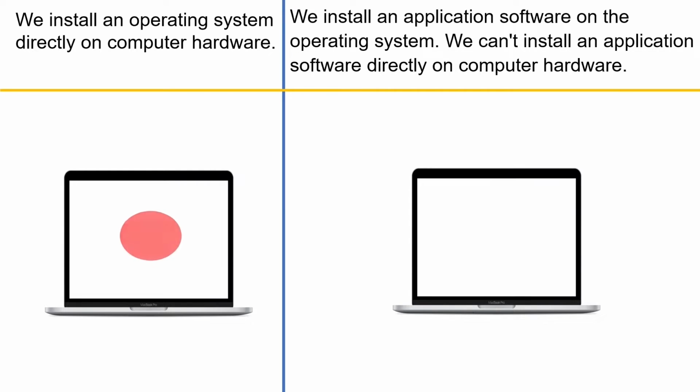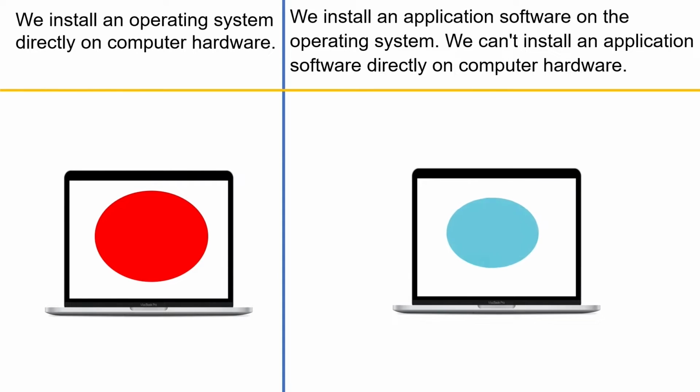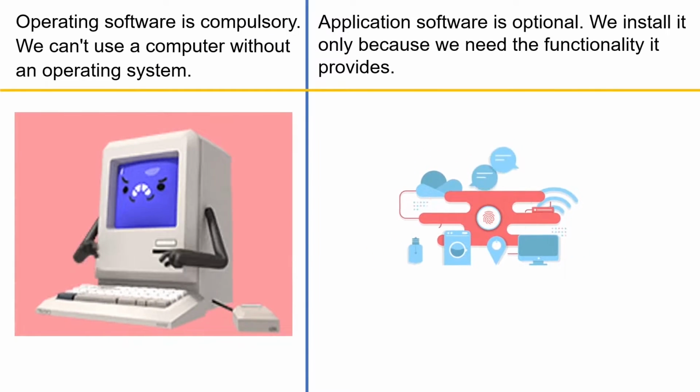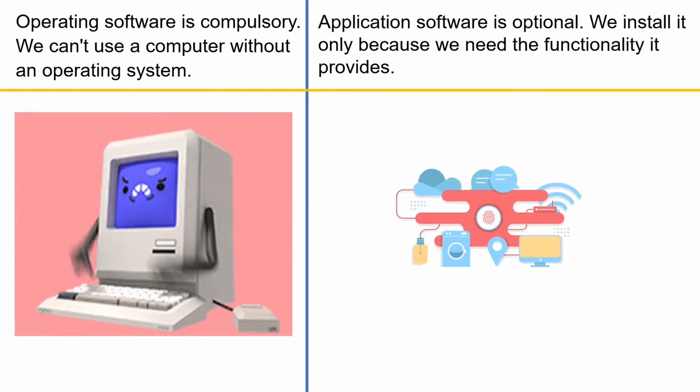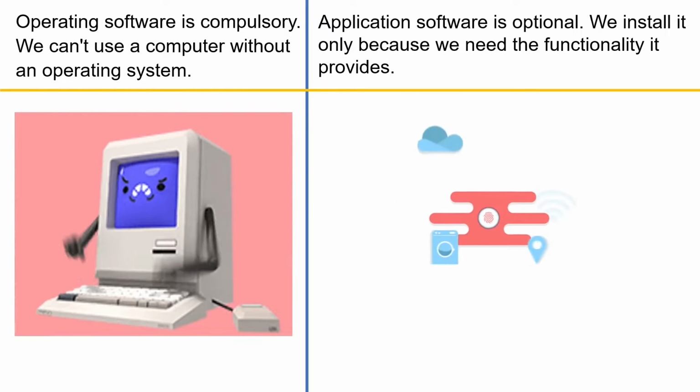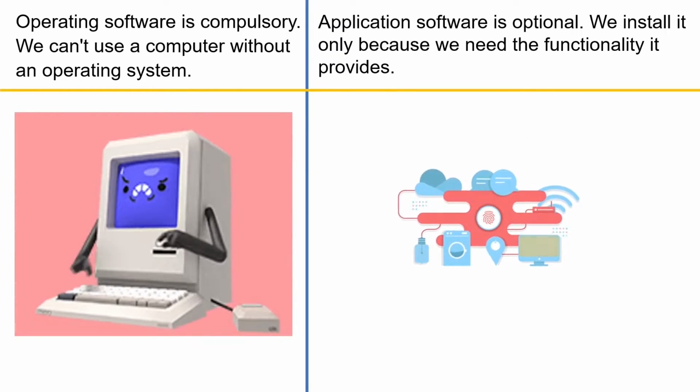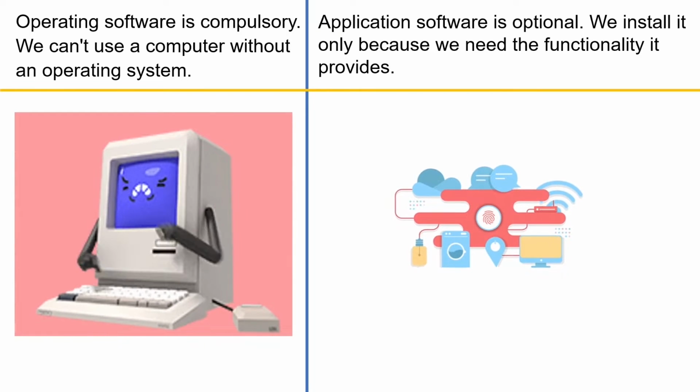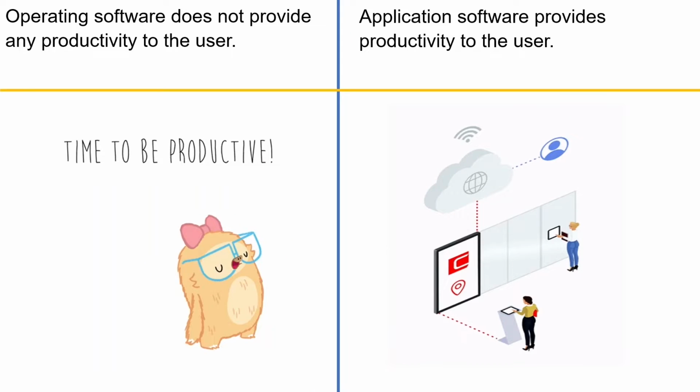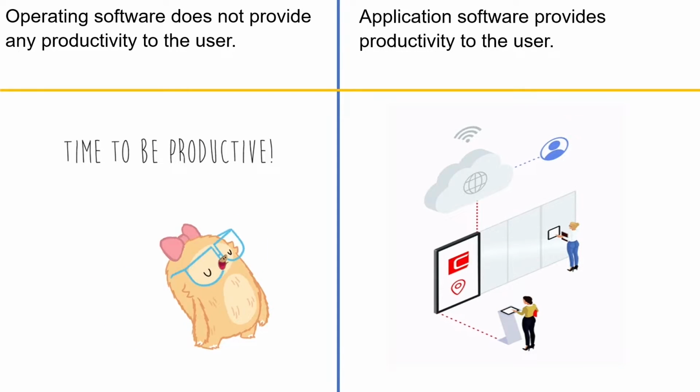We install an operating system directly on computer hardware. We can't install an application software directly on computer hardware. We have to install it on an operating system. Operating software is compulsory. We can't use a computer without an operating system. Application software is optional. We install it only because we need the functionality it provides. Operating software does not provide any productivity to the user. Application software provides productivity to the user.